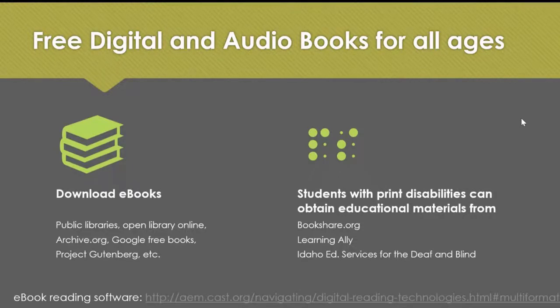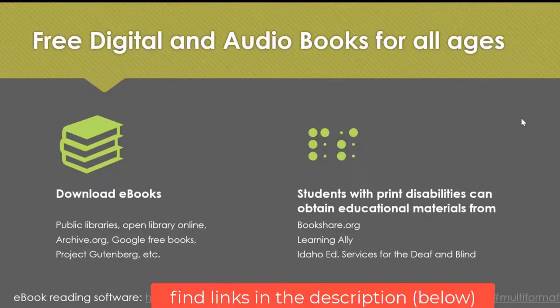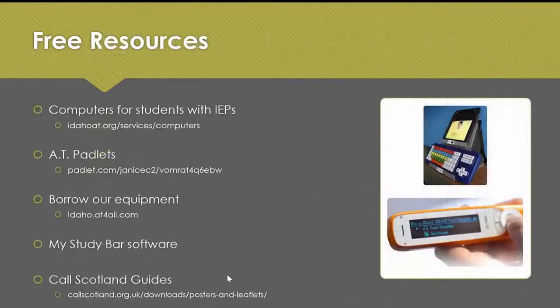The groupings on the left there are downloadable ebooks from free sources like archive.org, Project Gutenberg, even Google has a lot of free books. The grouping on the right shows resources for those students that qualify under having a print disability. You can get specialized material from those sources. The link at the bottom shows a comprehensive listing of software available to actually read these types of electronic materials out loud to the students.